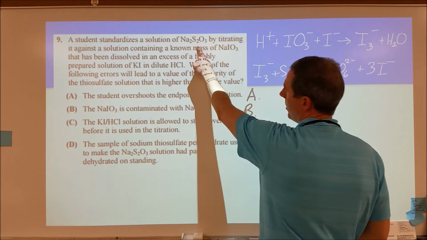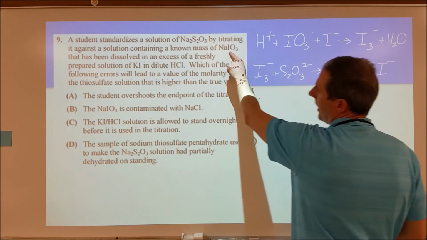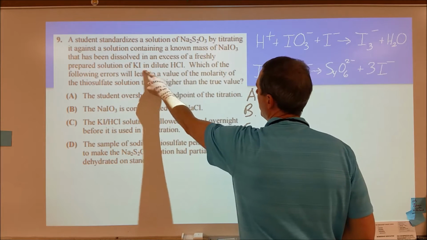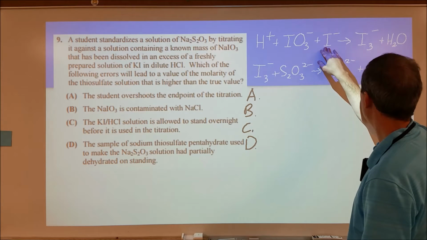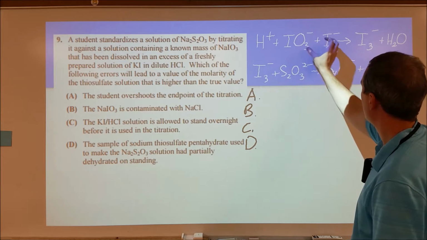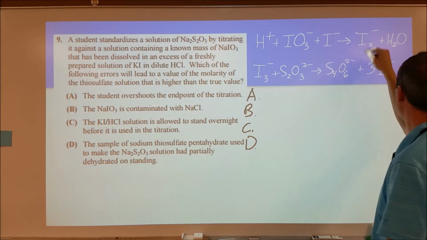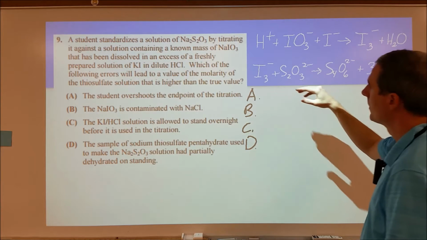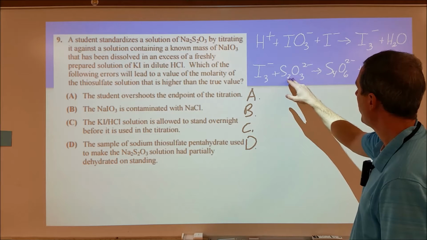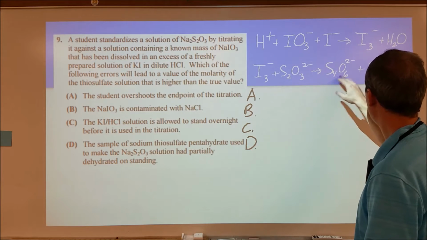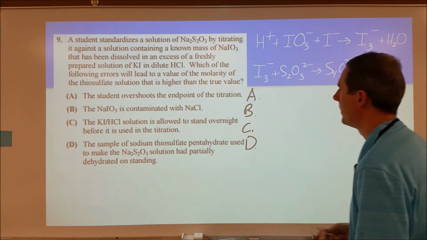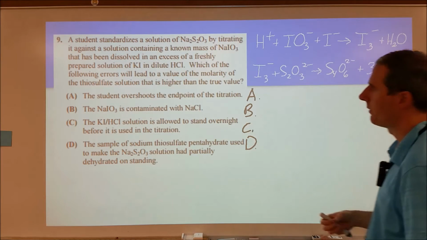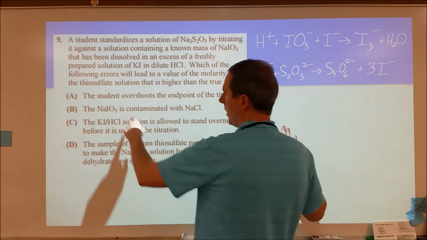It's with sodium thiosulfate against an iodate solution mixed in potassium iodide and HCl. So our two reactions that are going on. In the iodate-iodide mixture, what's going to happen with these two things is that they're going to turn into the I3- ion. And that is then going to get titrated with the thiosulfate to form this and some iodide. So probably looking at a starch indicator and looking for the endpoint when it goes from blue to clear.